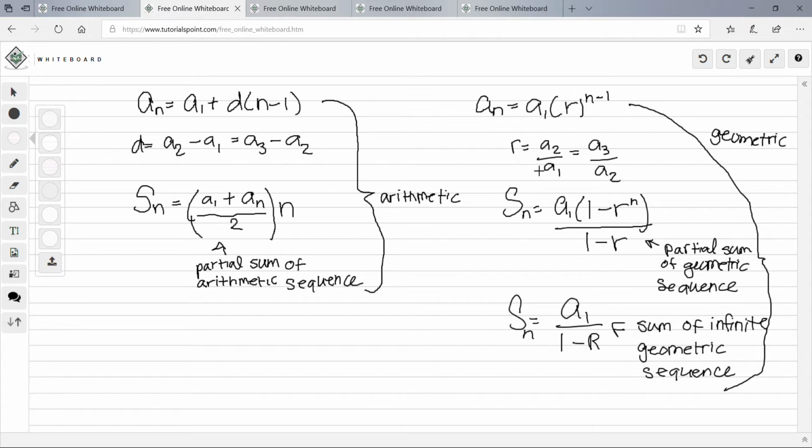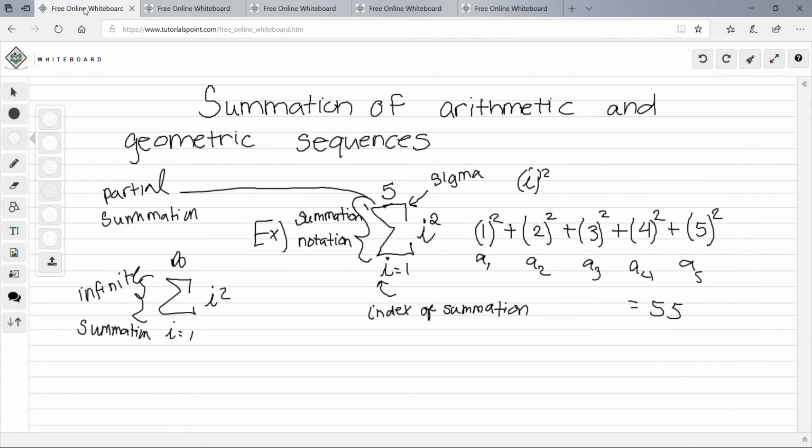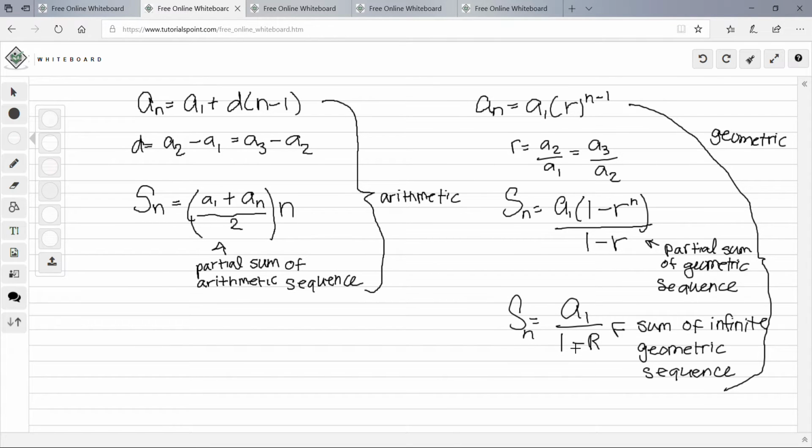And then for a geometric sequence, the partial sum is Sn equals first term times 1 minus r to the n, over 1 minus r. And then the sum of an infinite one, where it goes to infinity, like this one right here, is S equals first term over 1 minus ratio. So let's start doing problems.